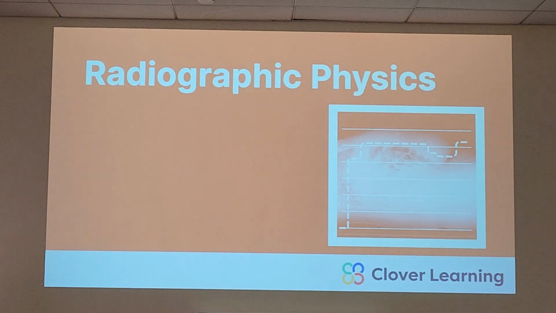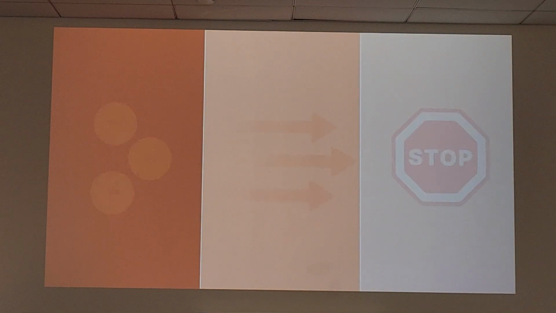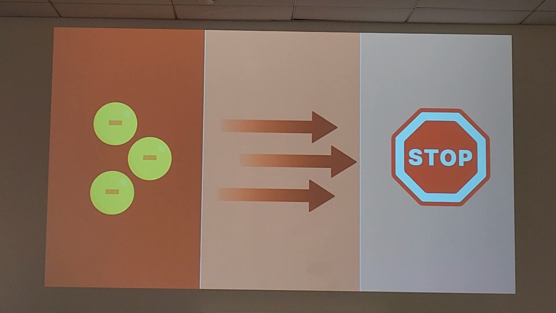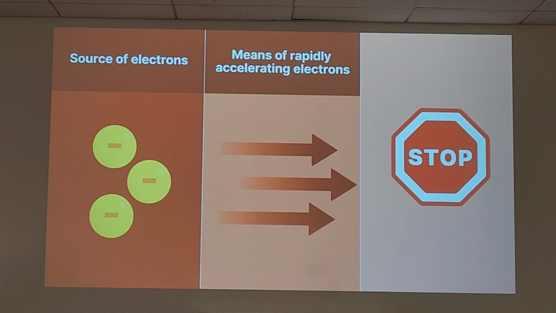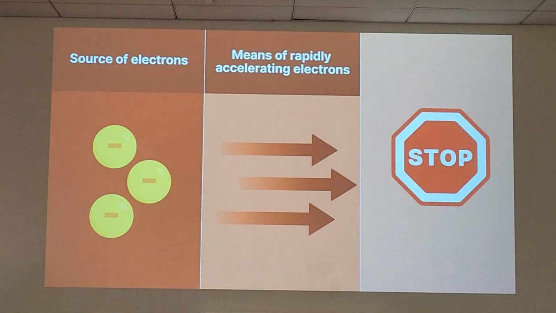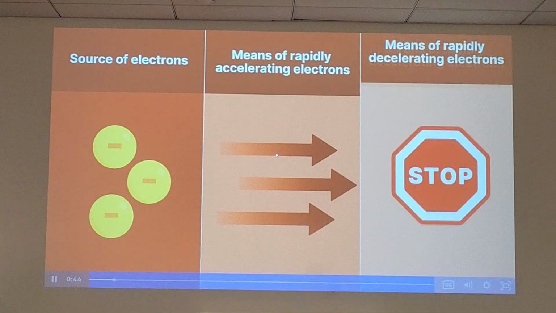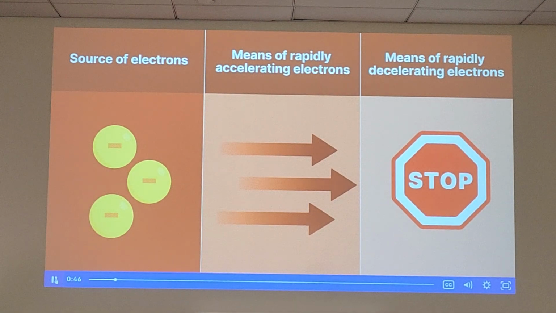As it turns out, a CT x-ray tube is actually very similar to a traditional x-ray tube. As with traditional radiography, x-rays require three specific conditions to be produced: a source of electrons, a means of rapidly accelerating those electrons or energizing them, and then finally a means of rapidly decelerating those.